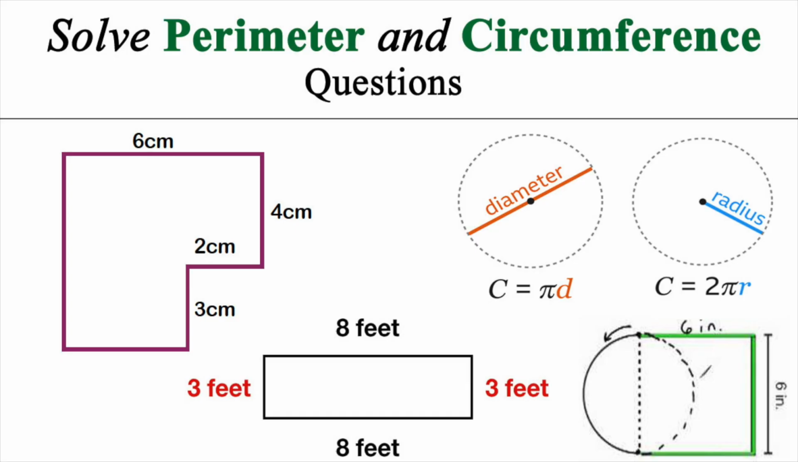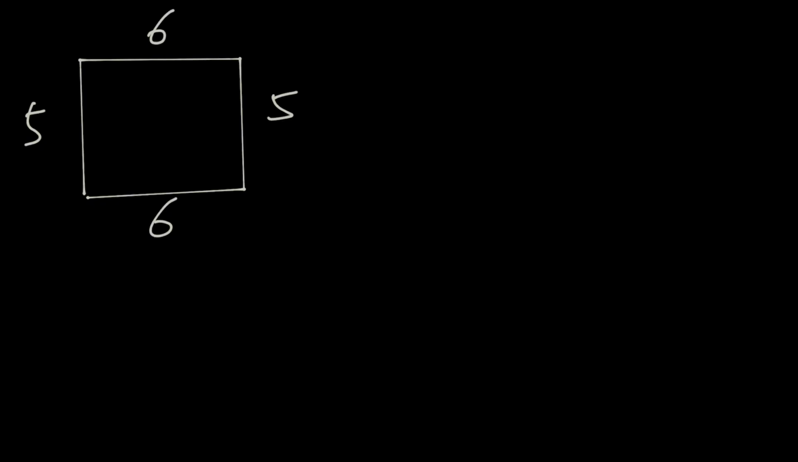In this video, we'll be talking about perimeter and circumference. The perimeter of a figure is the border of that figure. So we're basically trying to figure out the total length of the border of the figure. An example will look something like this. This figure here, what is the perimeter of this figure?